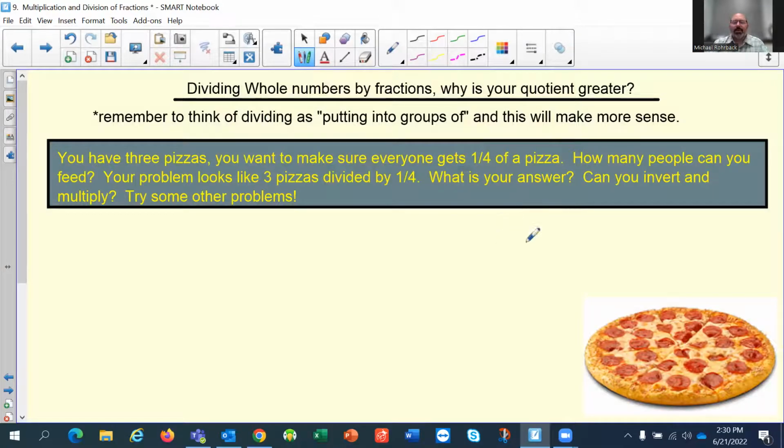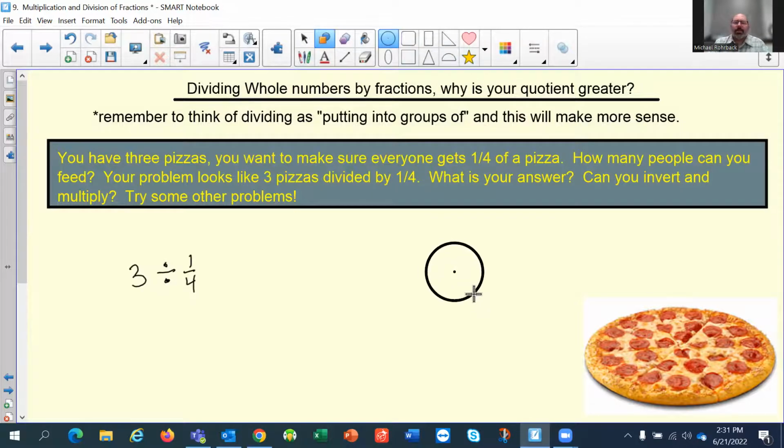And what we're going to do is we're going to use a little bit of pizza math here just to figure this out. So let's say you've got 3 pizzas. I'm sorry if your food is not good right now, that you got to look at this picture, but it is what it is. You have 3 pizzas. You want to make sure everybody gets a quarter of a pizza. How many people can you feed? So if you have 3 pizzas and you're dividing it into quarters, well, I mean, we already know what this is, right? 3 pizzas divided into quarters.